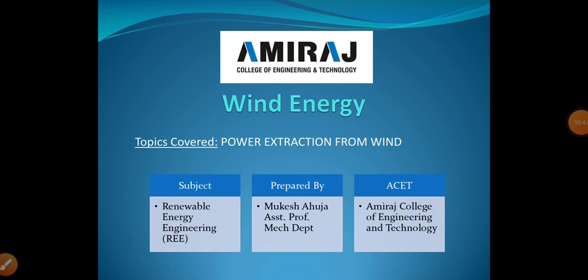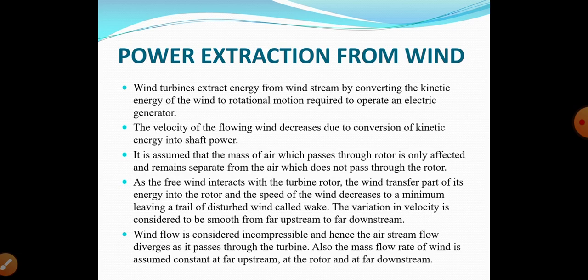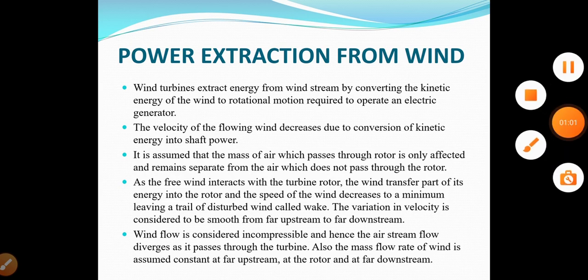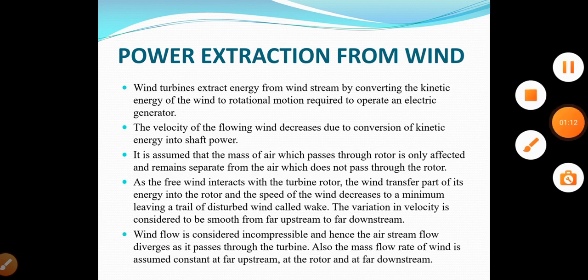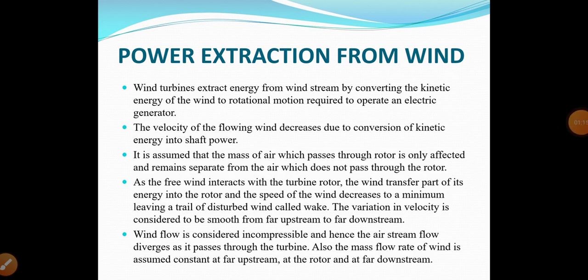So as we know, wind turbines extract energy from the wind stream by converting the kinetic energy of the wind to the rotational motion required to operate an electric generator. So we can get electric energy from wind. It is assumed that the mass of air which passes through the rotor is the only air affected, and it remains separate from the air which does not pass through the rotor.